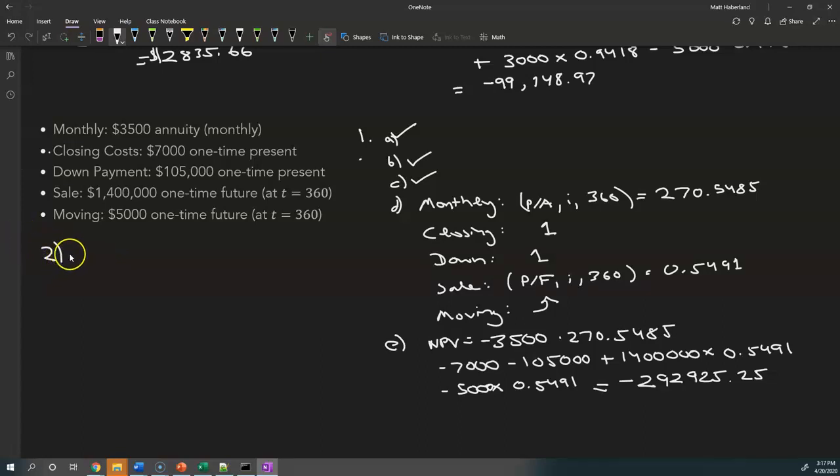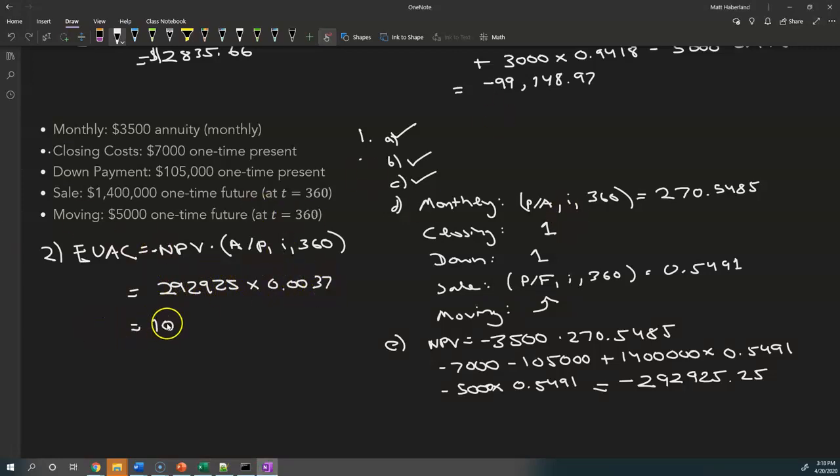So part 2, we need to convert that to an EUAC. So the EUAC is equal to whatever the net present value is times a discount factor that converts; we want the annuity, we have the present amount at I% interest and 360 months. So that is, I'll just write it out. $1,083.82.